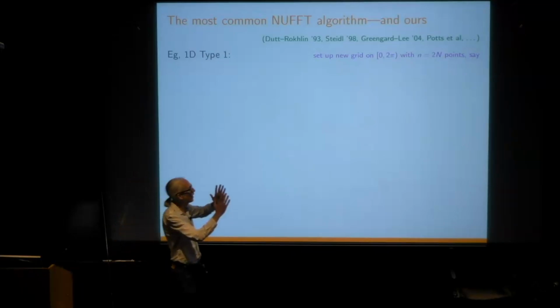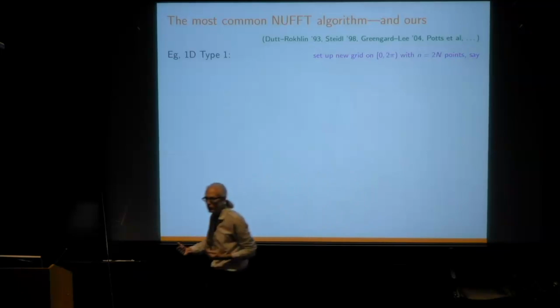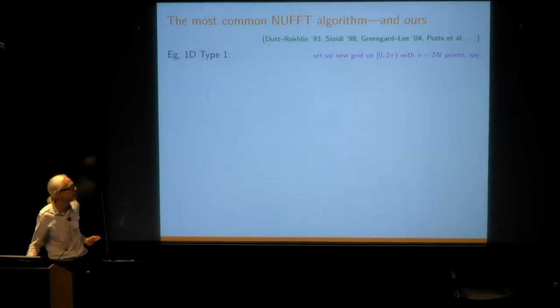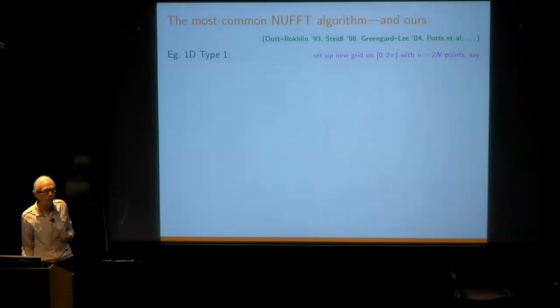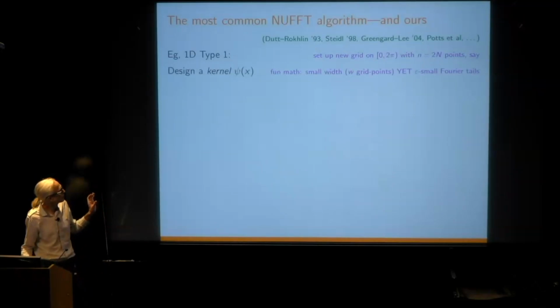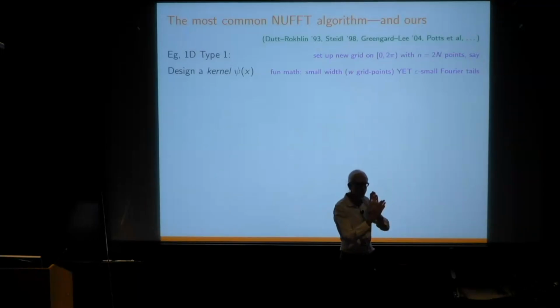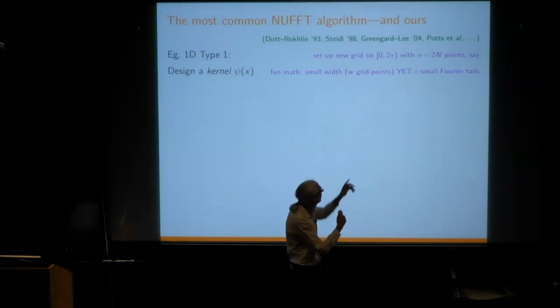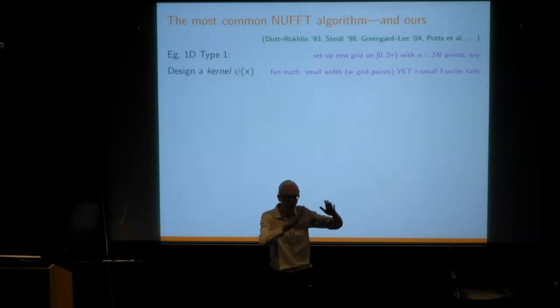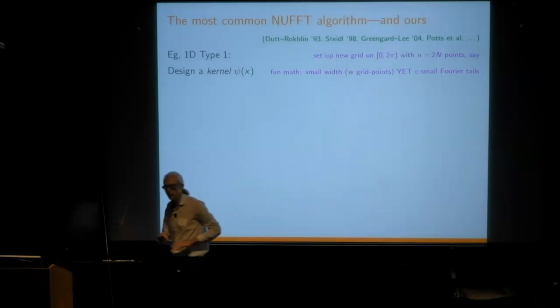And that's actually going to have a few more points than the number of modes you want. So let's say little n is 2 times the number of modes you want out. You then have to design a kernel function, this psi. And there's a beautiful math problem there that says: can I make a psi that has a small width measured in these grid points, and yet the tails of its Fourier transform are epsilon small? Remember, epsilon is the tolerance you want the answer to.